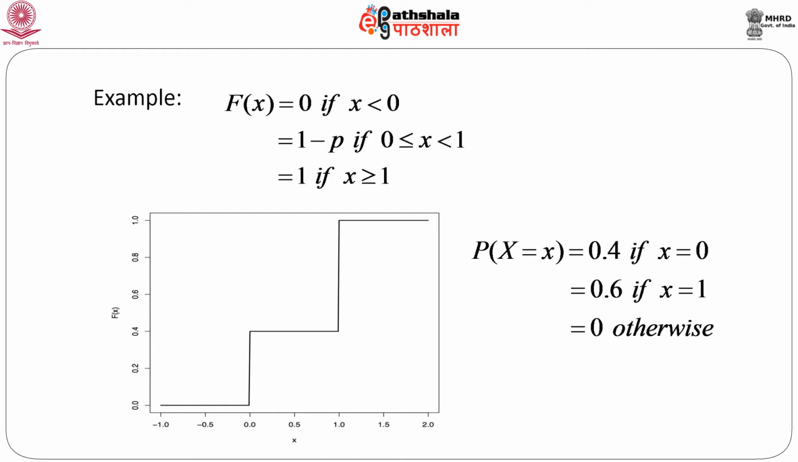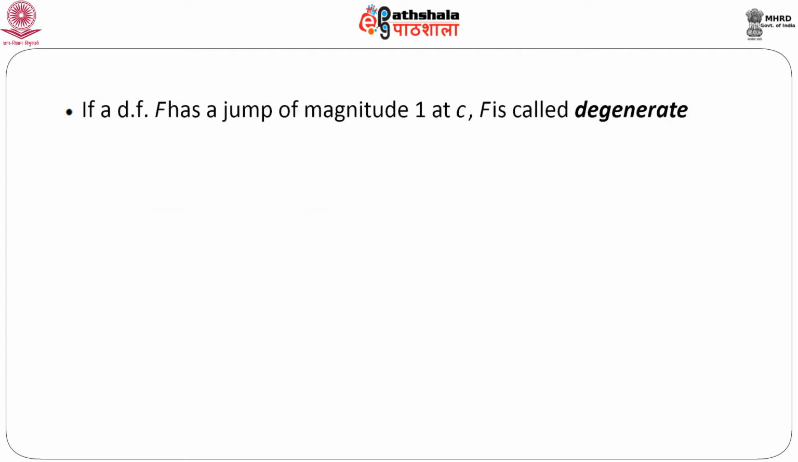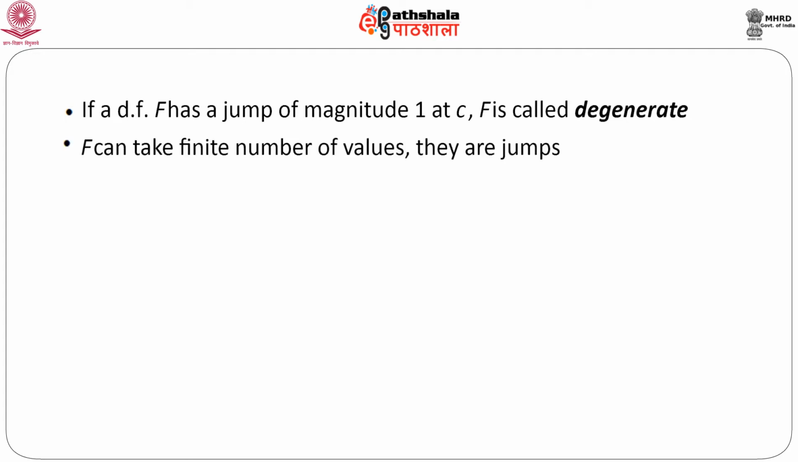So what we are observing here is that this distribution function shows some kind of step function, with jumps at certain points. So one can think of what is the possible number of such points where we can observe the jumps. If a distribution function F has a jump of magnitude 1 at only one value, let it be c, then F is called degenerate. That means there is no other probability assigned to any value other than c. F can take a finite number of jumps. As we have seen in the last example, F has only 2 jumps.